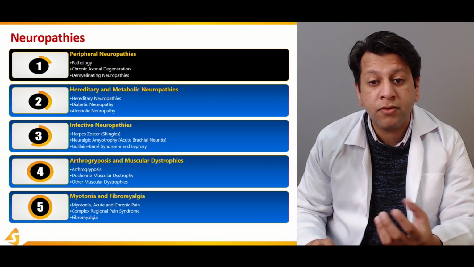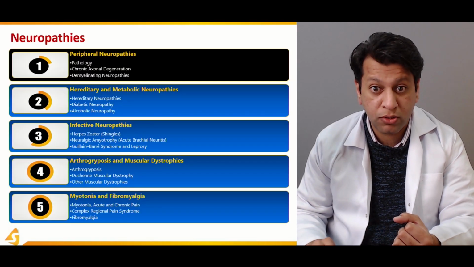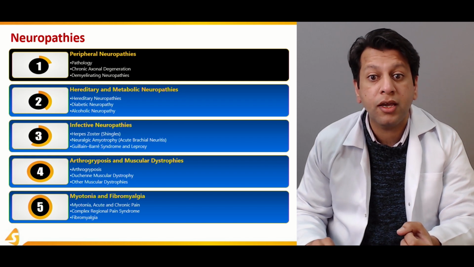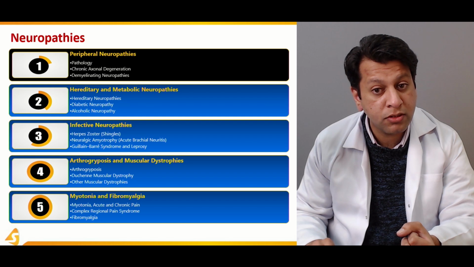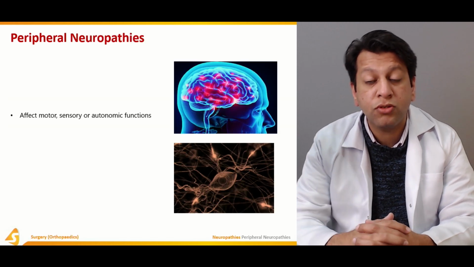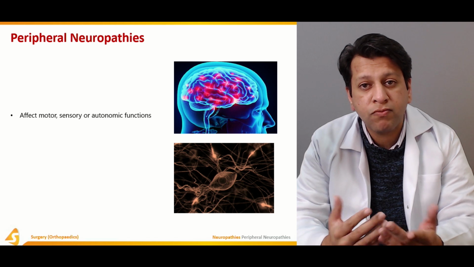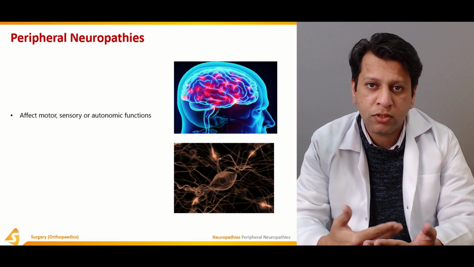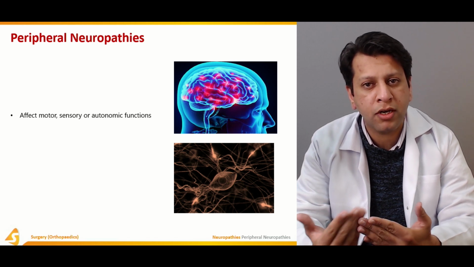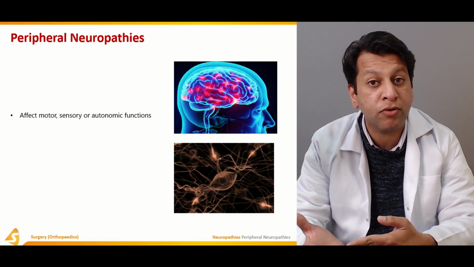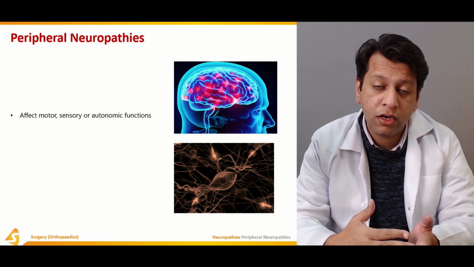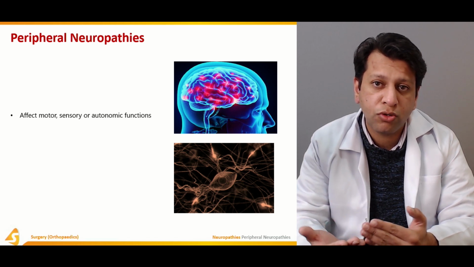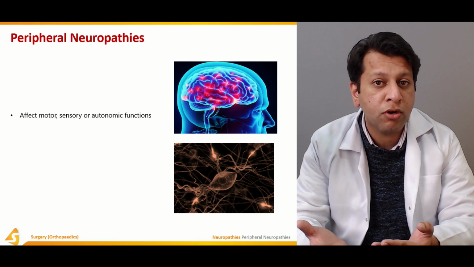So in this section we'll be going through briefly their pathology, chronic axonal degeneration, and what the demyelinating neuropathies are. So, as you know, for the peripheral nerves, a classical example is the radial nerve. It contains motor fibers, which are supplying different groups of muscles, especially the extensor compartment of the forearm and the hand. Then it also contains sensory fibers. It's also supplying the superior lateral border of the forearm.